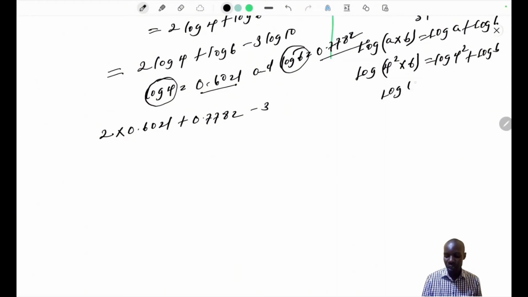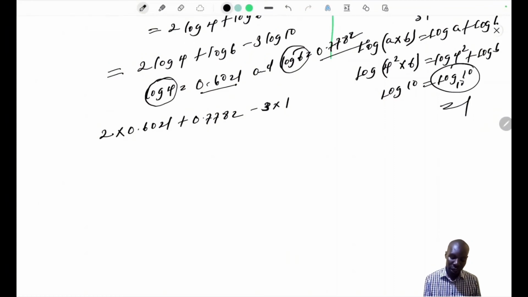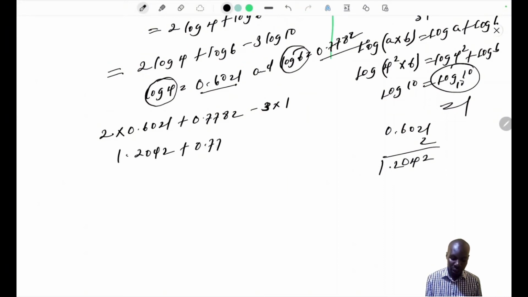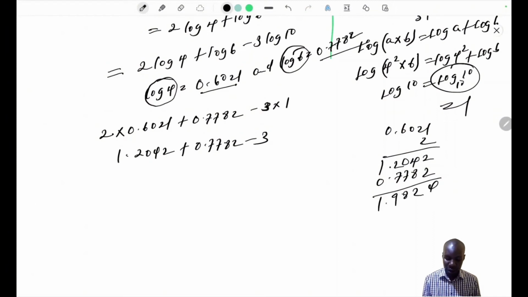If it is log of 10, you must know that it is log of 10 to base 10, and log of a number to its base is 1. So this is 3 times 1. So we'll have 0.6021 times 2, which is 1.2042, plus 0.7782, minus 3. If I add 0.7782 to 1.2042, I get 1.9824. Take away 3. What am I going to have?